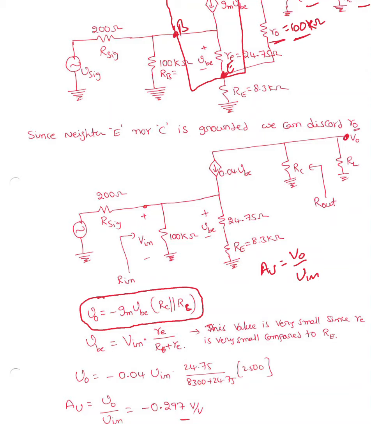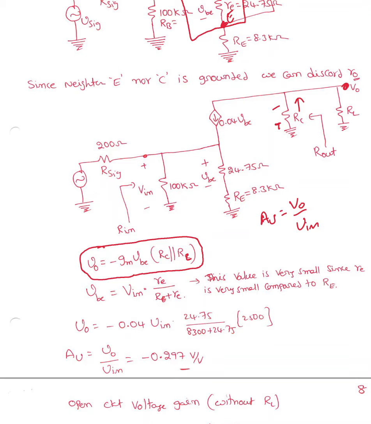So V0 is right here. These two are in parallel, and Gm times Vb is the current passing through this. Based on that, I will end up with a negative. As mentioned, the CE configuration is always inverted. The current is going to enter from there, so V0 must be a negative value.